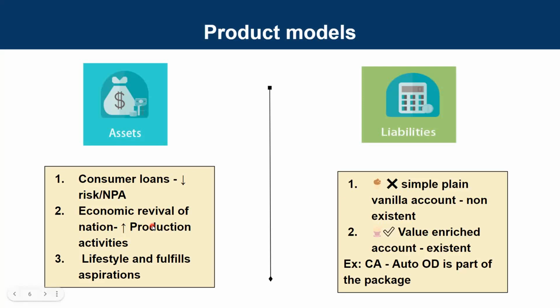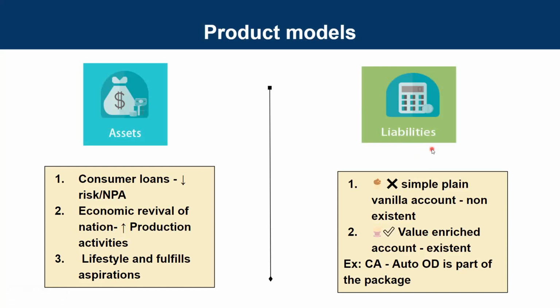So if we are giving loans to small scale industries or small corporations or even individuals, in turn it leads to the development of the economy, and in turn it leads to the development of the nation. There is also an upgradation of the lifestyle of the middle class, and it also fulfills the aspirations of the people. Next, we move to the liability products.